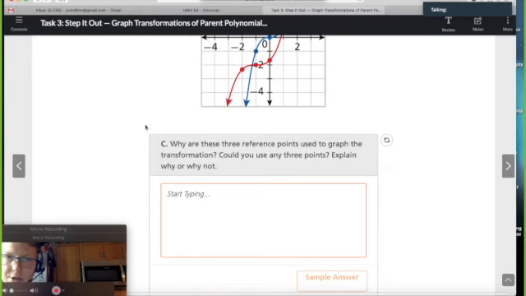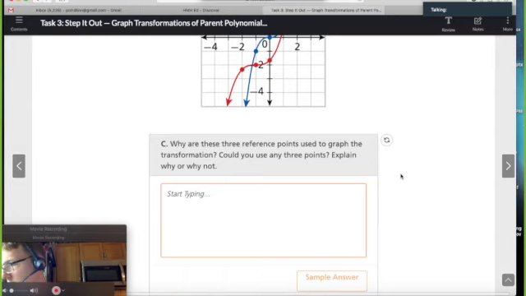So this is kind of an interesting question that they posed here. Why are these 3 points used to graph the transformation? I would just say that they give us the most information about whether it's going up or down, and then how far or short it's coming. Now, that being said, could you use any 3 points? Well, definitely not any 3 points.